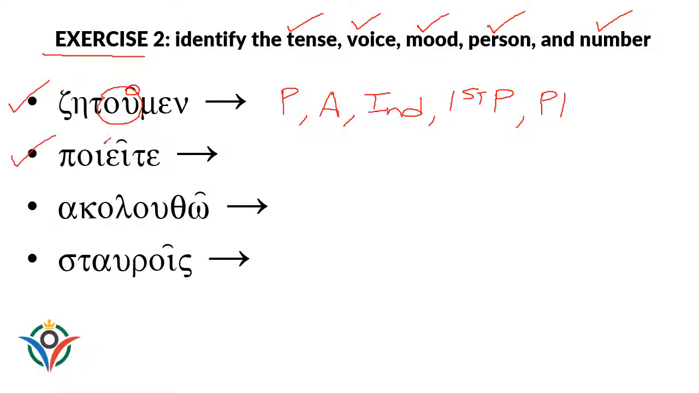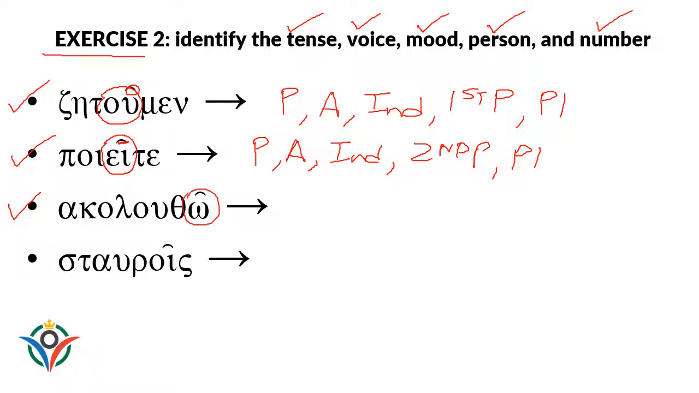Once again, we have our diphthong with the circumflex to show us that a contraction has taken place. But we can still parse this. It's a present, active, indicative, second person plural. Our third example is akalutho. So here we have an omega, should I say, with a circumflex showing the sign of the contraction. We can parse this as a present, active, indicative, first person singular.